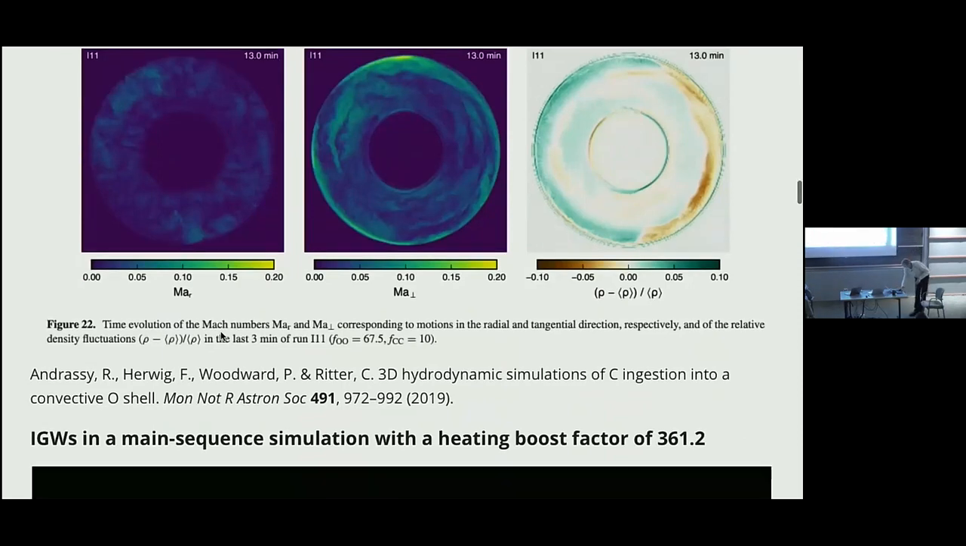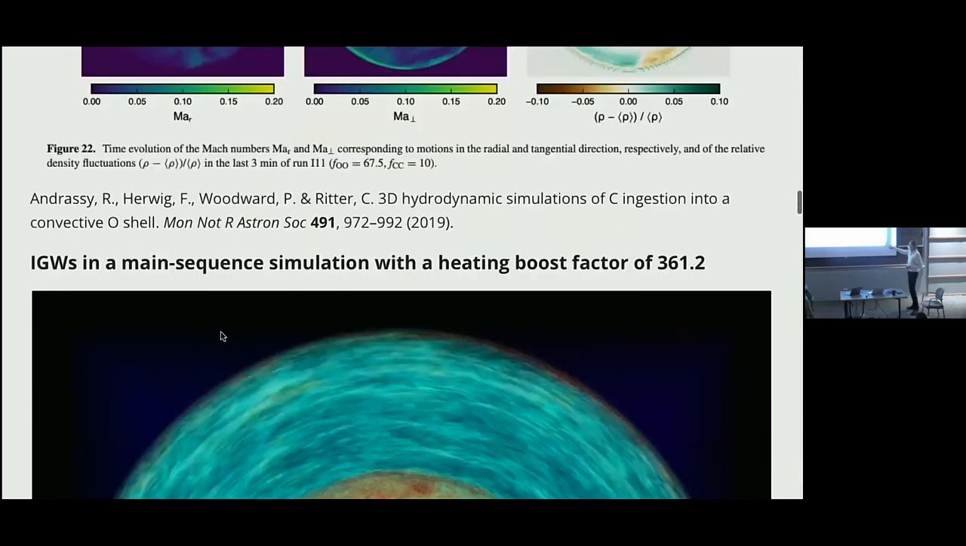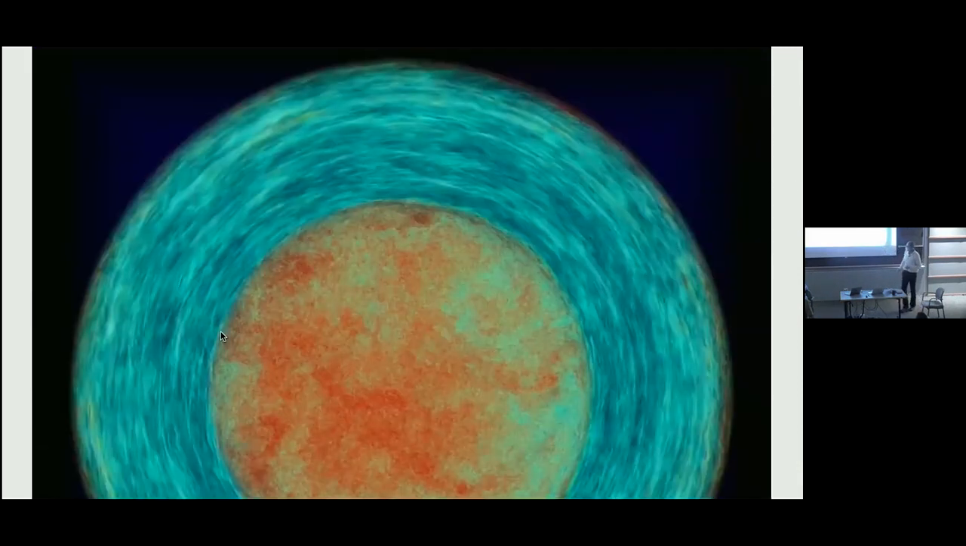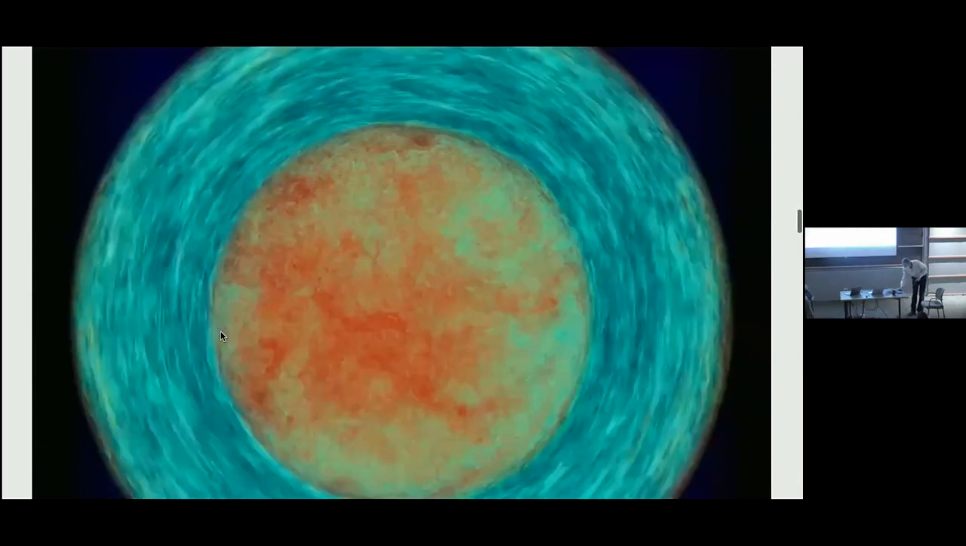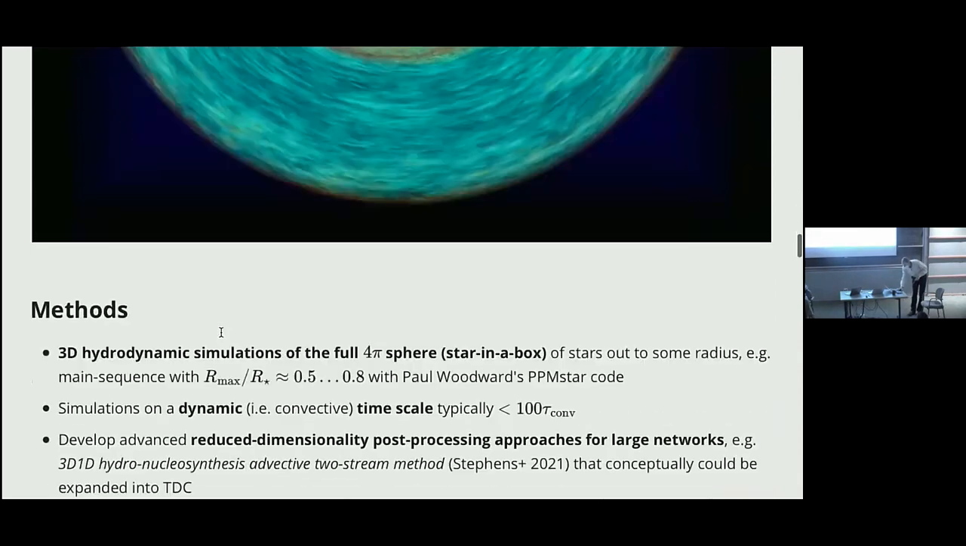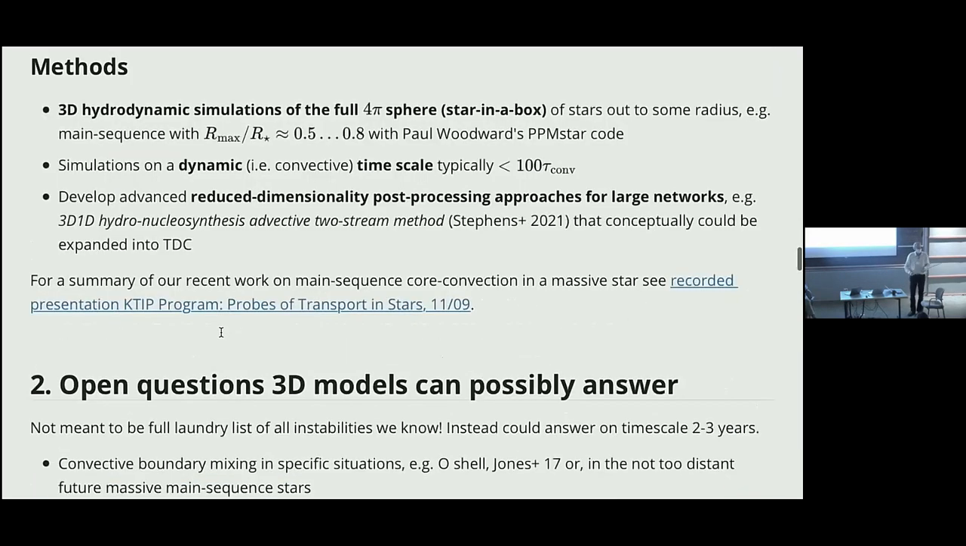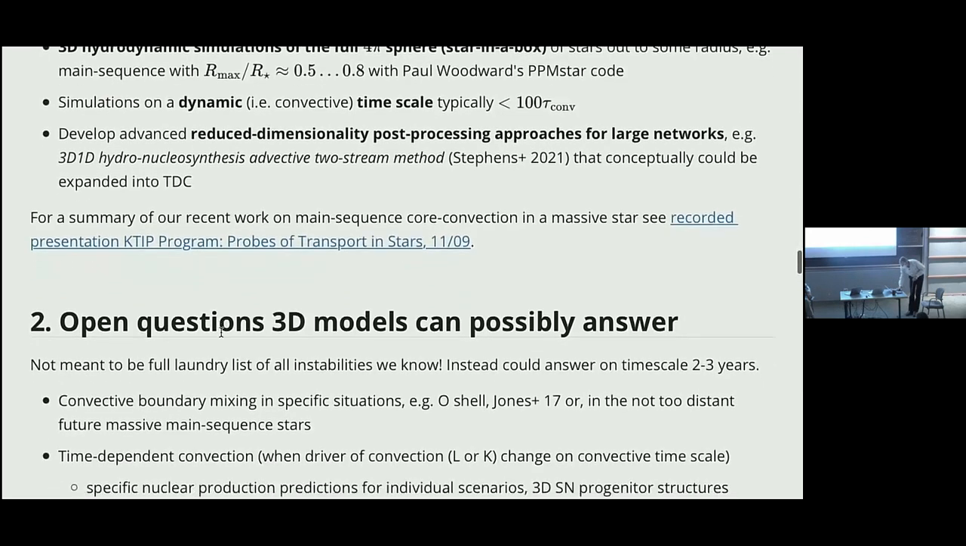And these are the internal gravity waves surrounding the core convection. This is a 2688 cubed simulation. Again, vorticity, the waves, and this is the type of interesting problem that we're interested in. Briefly, the methods: 3D hydrodynamic simulations in 4-pi sphere on dynamic timescales. We also work on reduced dimensionality post-processing approaches for large networks that could maybe be extended for 1D, 3D mapping.